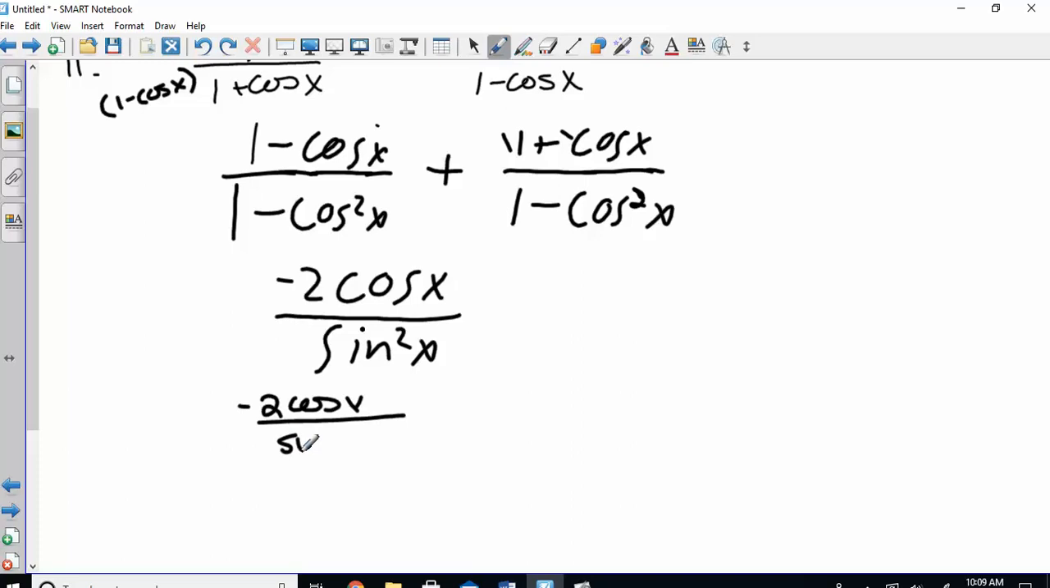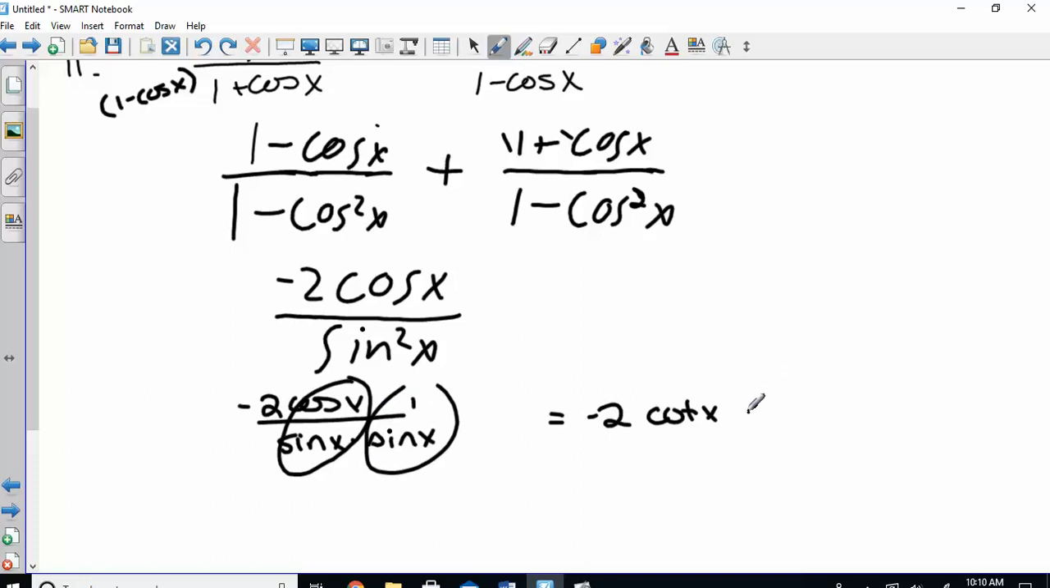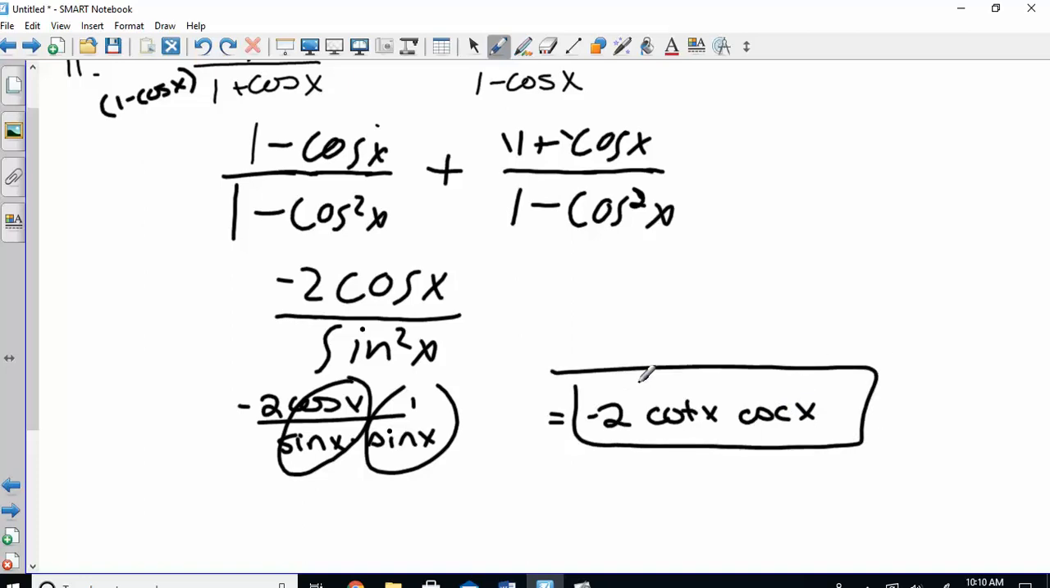Sine squared is like a sine times a sine, right? So if I looked at this, we have a -2 cosine over sine, which is tangent x. And then this is just like a 1 over sine, so we could even write that one using cosecant and cotangent. Thank you. You got an uglier one.